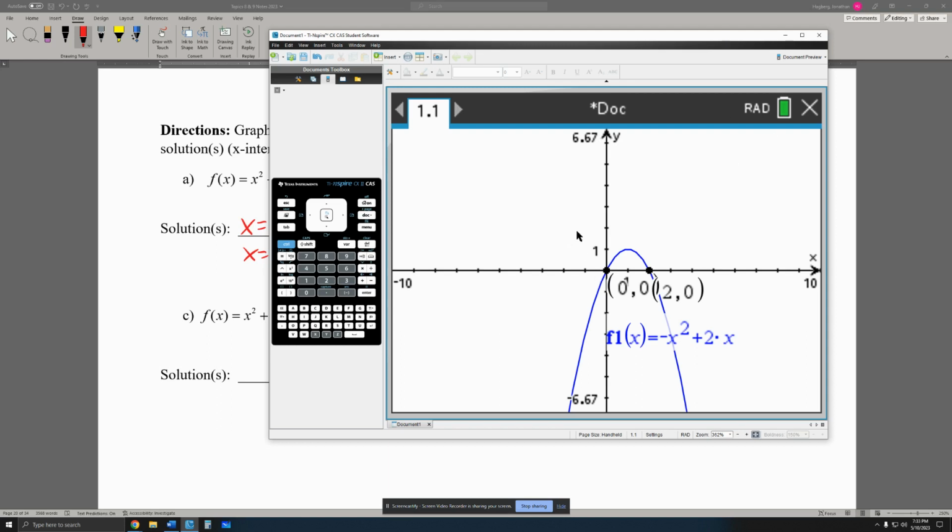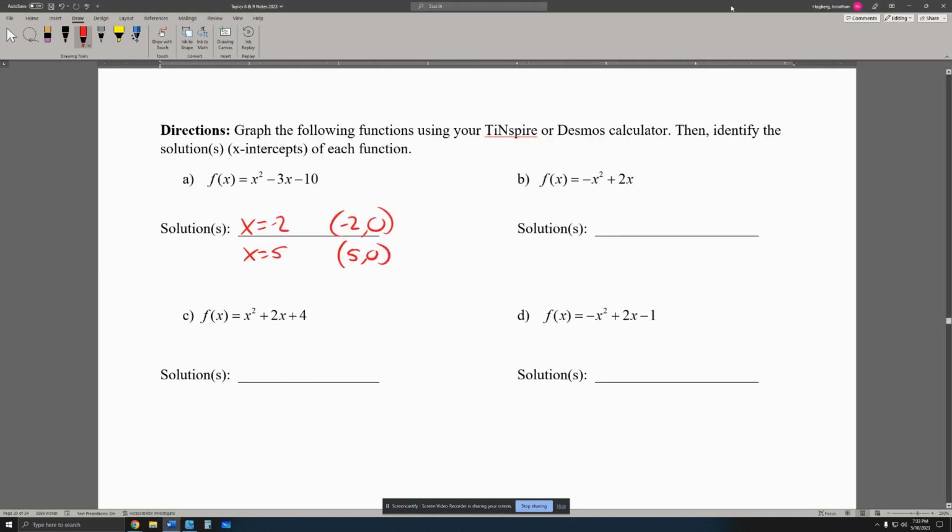It's important to use that analyze graph feature because while it does look like the origin and 2, 0, we can't say for sure, right? It could be maybe 0.00001, 0 for this first one. So it could be really close to 0, but not exactly. We use the analyze graph tool to find exactly what that 0 is, and we do confirm that it's at 0 and 2. Okay? So x equals 0, x equals 2. So the origin and 2, 0.